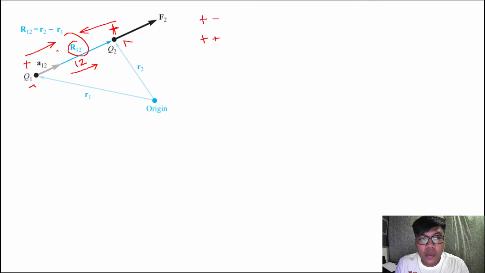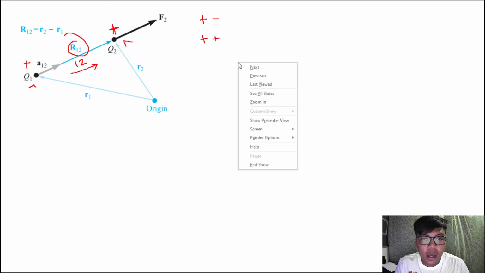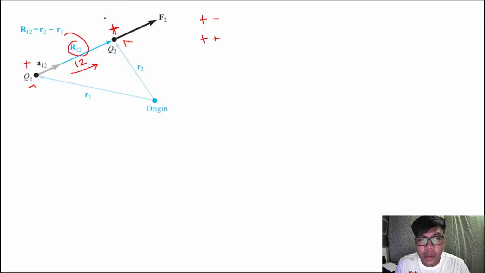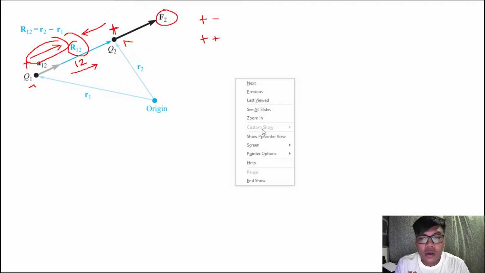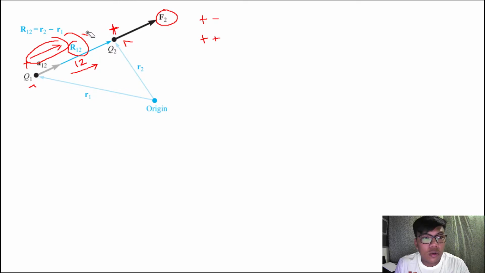Pero kung parehas positive, gaya ng example natin, magtutulakan yung dalawa. Okay? Kung magkaiba, maghahatakan. Kung magkamukha naman, magtutulakan. Si Q1, itutulak niya si Q2. And same, si Q2, itutulak niya si Q1. Ngayon, yung force na in-exert ni Q1 is ito. Di ba? Tutulak niya si Q2. Ngayon, yung Q1, tinulak na si Q2, ito yon, ano?